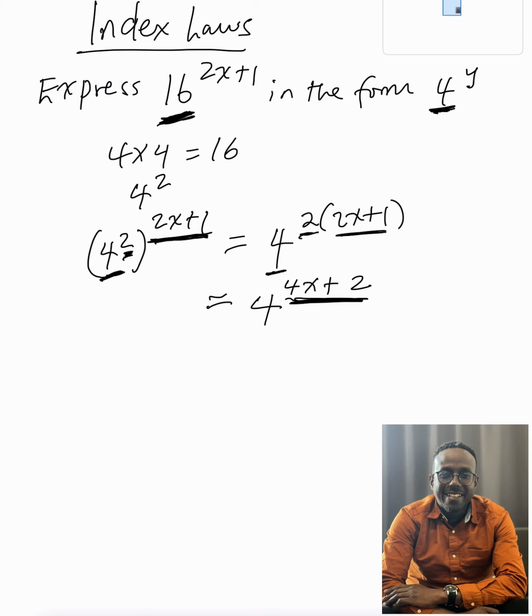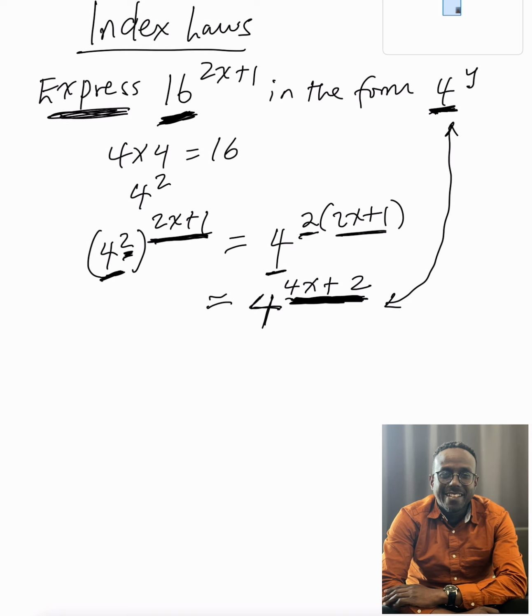And they wanted us to write it in the form of 4 to the power of y. So we have our 4 as the base, which is similar to that 4, and we have 4x plus 2, which is equal to y. So we have actually expressed 16 to the power of 2x plus 1 in the form of 4 to the power of y.